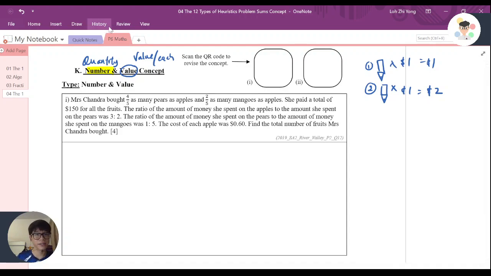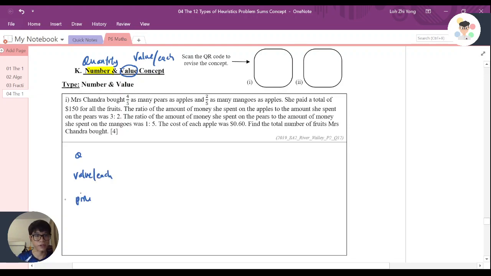So the same thing here, this is what I want you to understand: how we solve the question, or how we arrange the question. Okay, so again, I know this question is about number and value, so let me just put here quantity, value for each, and the total price. After having this, then we can arrange our information.